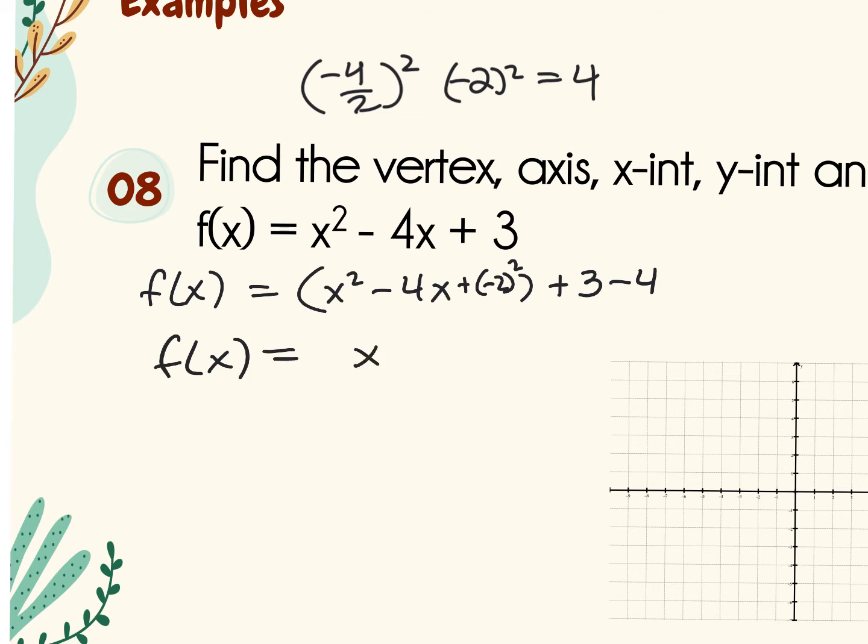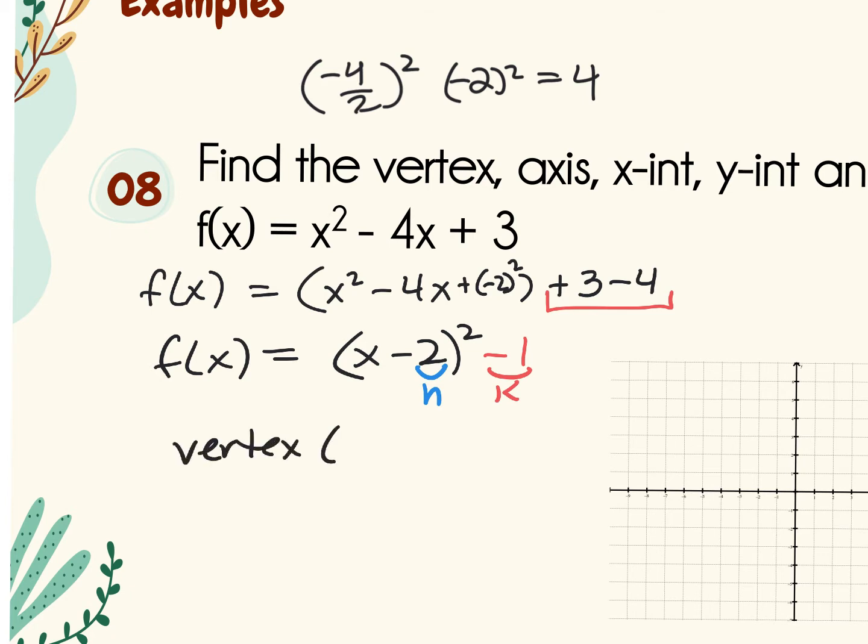So now I have f of x. I'm going to factor the trinomial into x minus 2 squared. I have to combine these terms, and that gives me my k. So my h is here, and this is my k. So my vertex is the ordered pair positive 2 and negative 1.